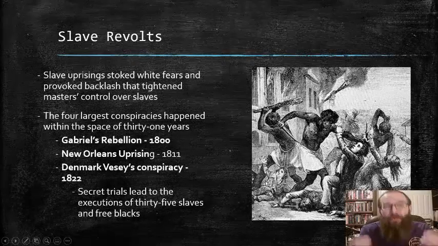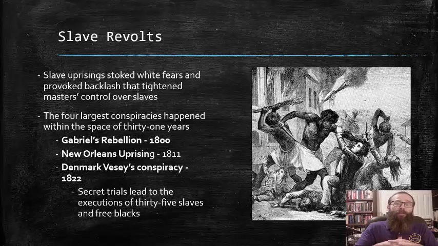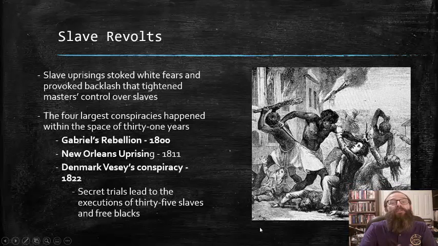Although slave revolts were rare, some did occur in the U.S. South in the antebellum period. Although none of them were successful, slave uprisings did serve to stoke white fears and provoke backlash that tightened masters' control over the enslaved population. The four largest conspiracies of this period happened within the space of 31 years. The first was Gabriel's Rebellion in 1800, which we have previously discussed in an earlier lecture series.